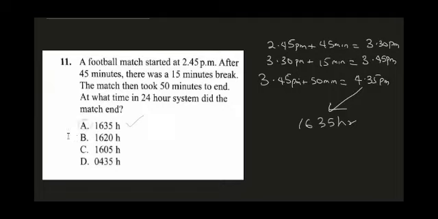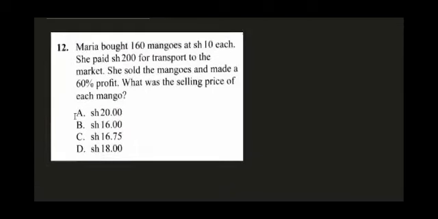So the next question is question 12. Now question 12 says, Maria bought 160 mangoes at 10 shillings each. She paid 200 shillings for transport to the market. She sold the mangoes and made a 60% profit. What was the selling price?